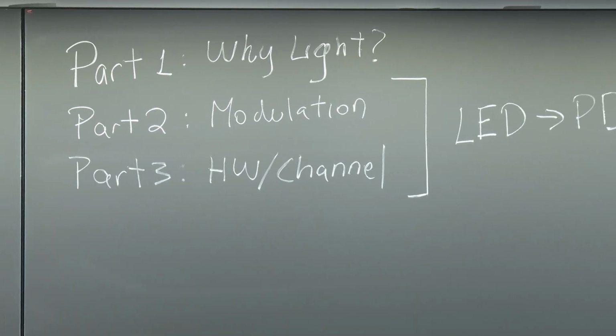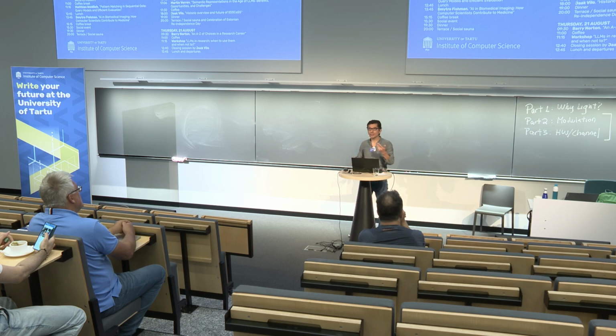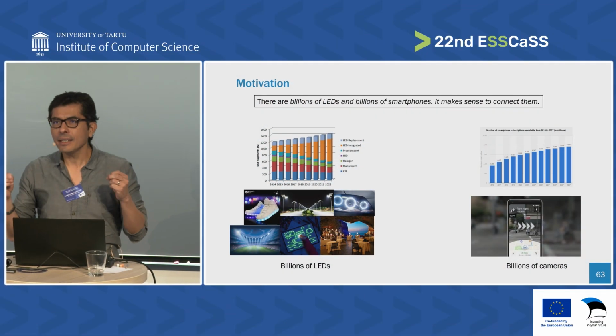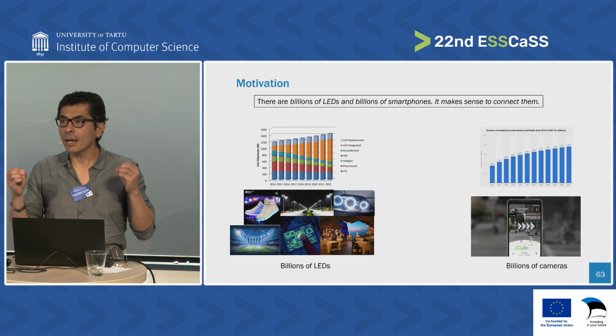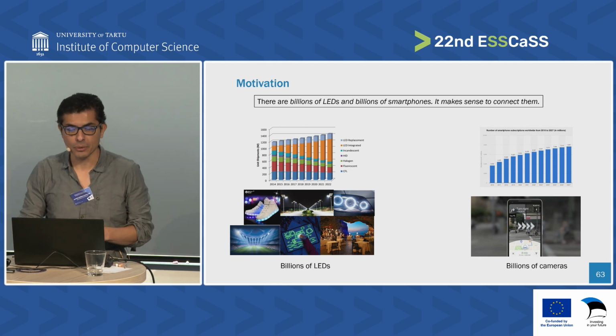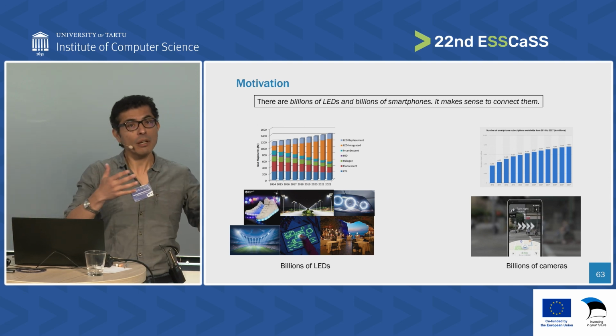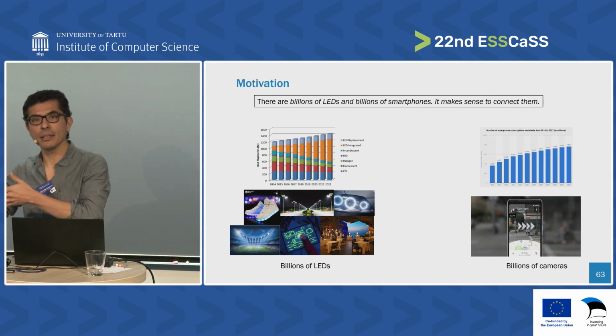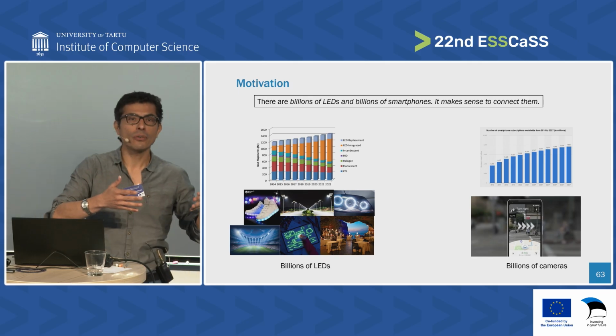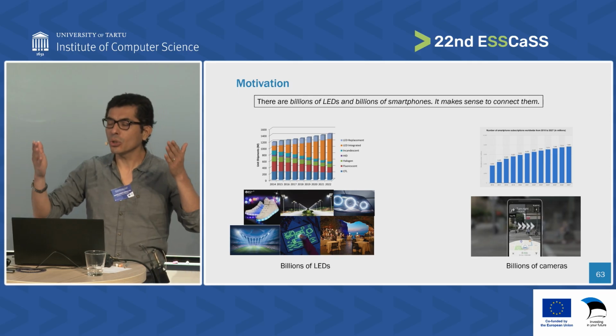Now we are going to change. We're going to see that we can use the screens, we can use the sun, we can use cameras, we can use many different things to have visible light communication. So let's start. Now we are going to focus on communication between LEDs and cameras, the ones that you have in your smartphone. And why? Because we have made the argument that we have billions of LEDs, but we also have billions of cameras, and hence it makes sense to connect them.